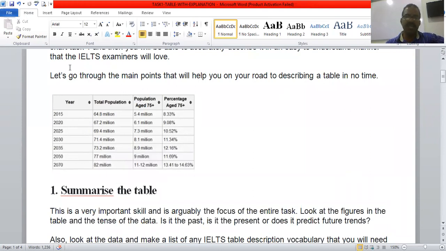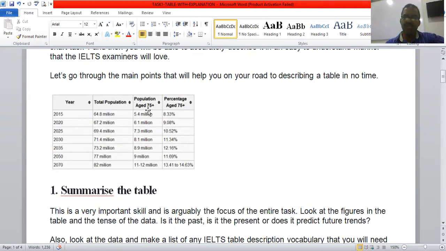Let's go through the main points that will help you on your go to describing a table in no time. First thing here, this is a table. Here you can see on the top years. This means these are the years. Total population. This is total population in million.